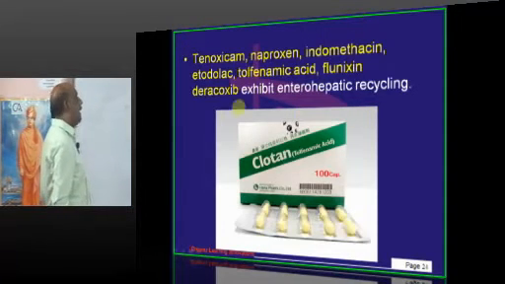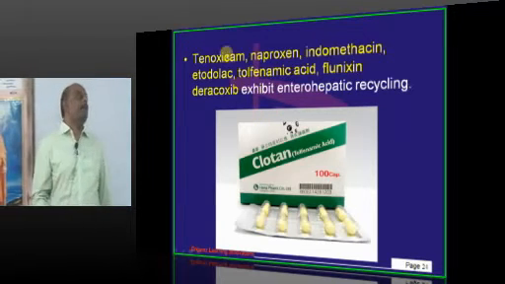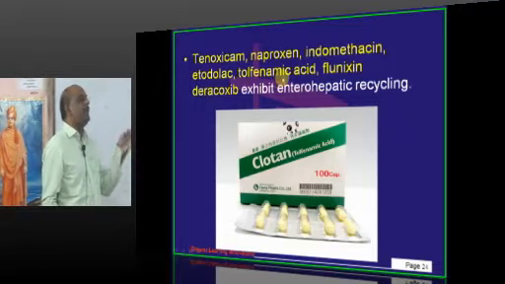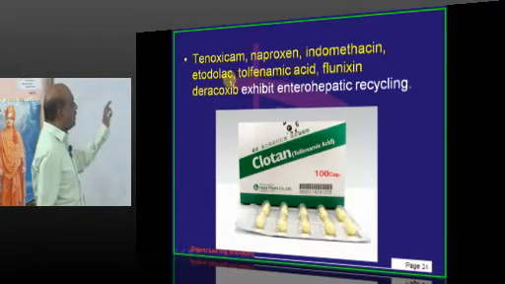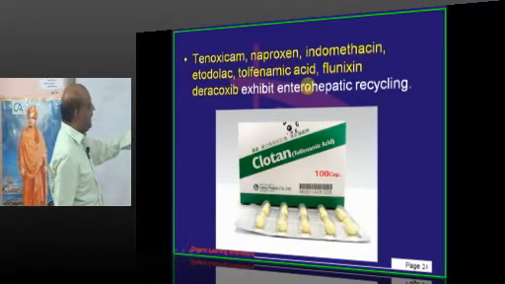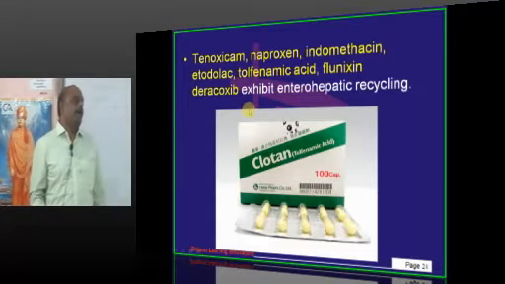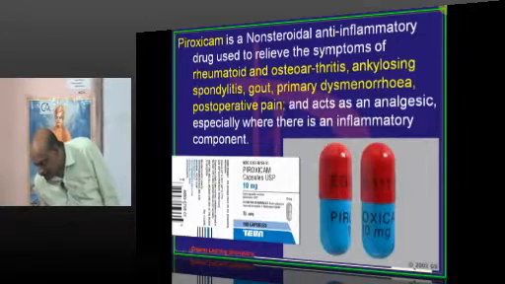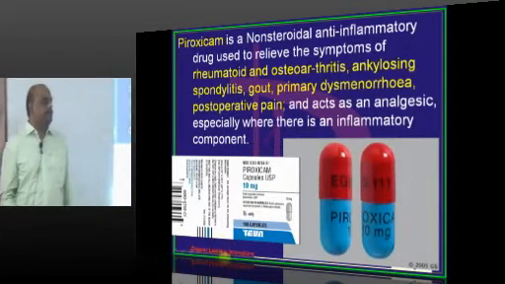Now, what are the other drugs which also are known to have enterohepatic recycling? Now you understood the funda. If any drug has an enterohepatic recycling among NSAIDs, it will have a long half-life. That's the point. Tenoxicam, naproxen, indomethacin, tolfenamic acid, and daracoxib, they all basically exhibit the enterohepatic recycling, is what you have to basically remember.